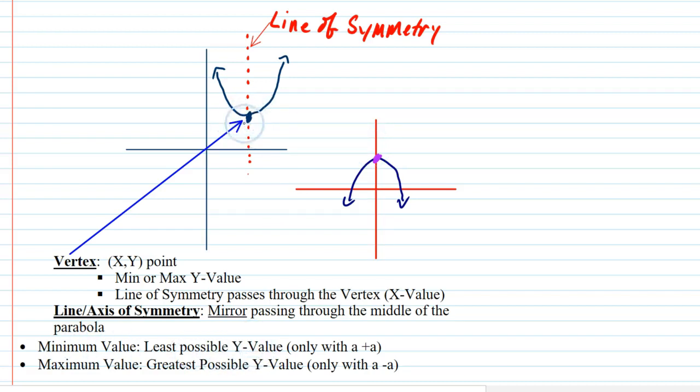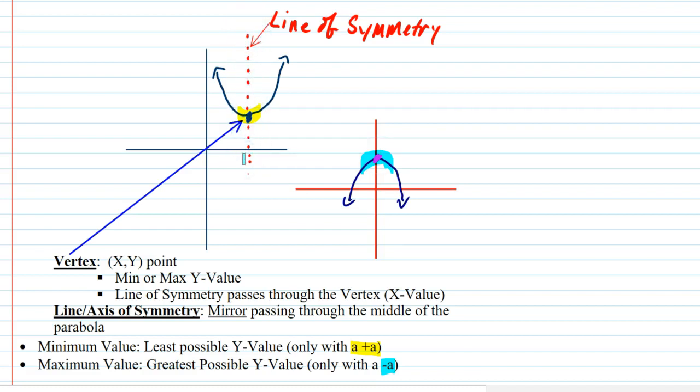You only have a minimum value when you have a positive a. Meanwhile, the maximum value is the greatest, and you're only going to have a maximum value with a negative a. So you can see there highlighted in blue, that's a negative graph because it's pointing down, but you have a maximum value.